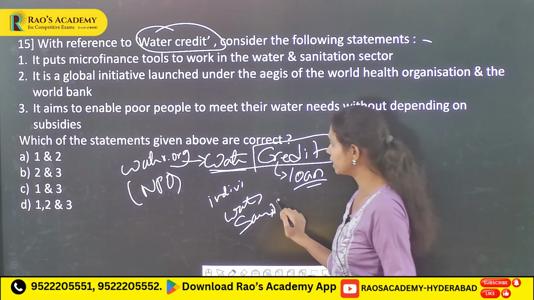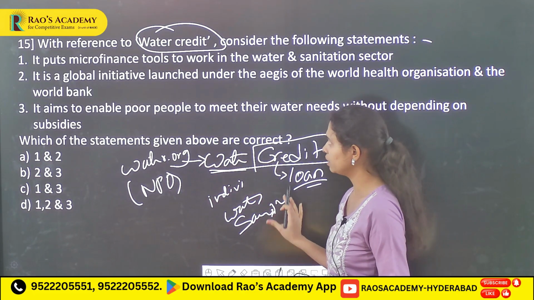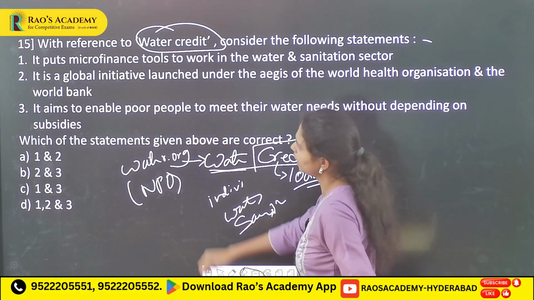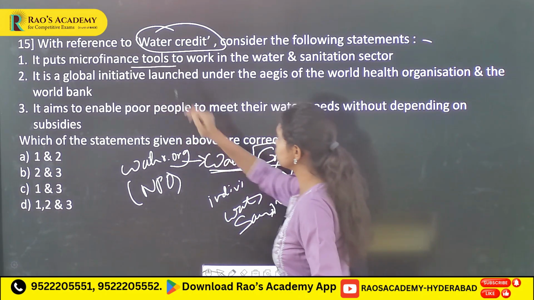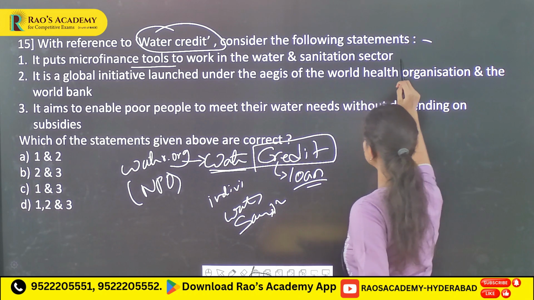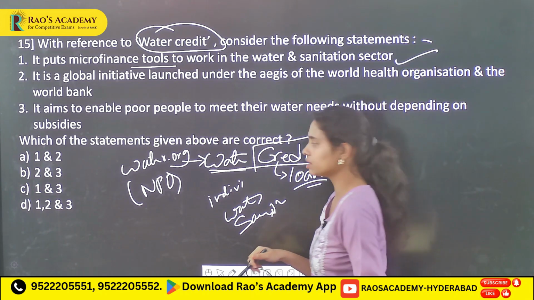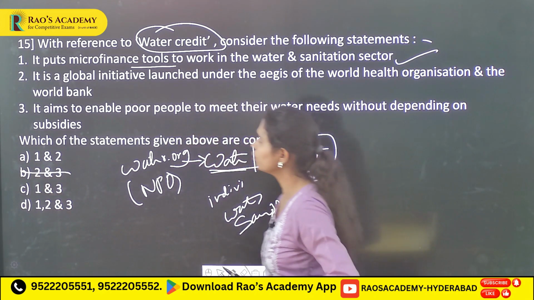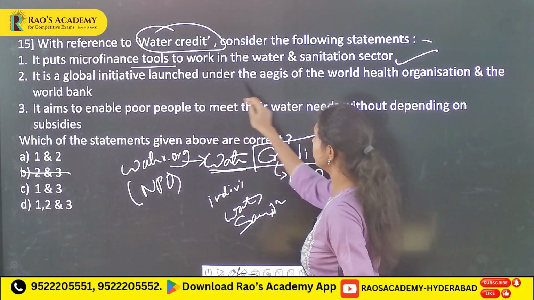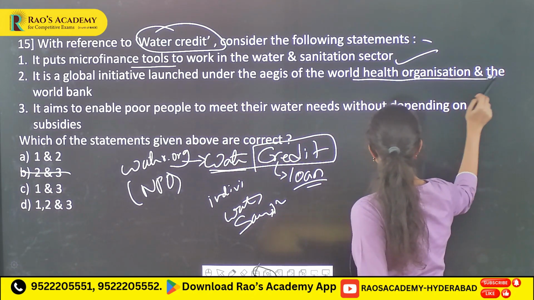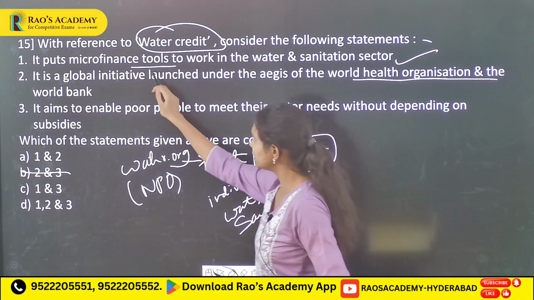So with regard to this particular background and concept, let's see the different statements. It puts microfinance tools to work in the water and sanitation sector, which is a directly correct statement. Then, it is a global initiative launched under the aegis of the World Health Organization and World Bank, which is directly an incorrect one.